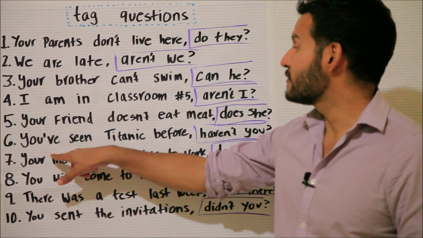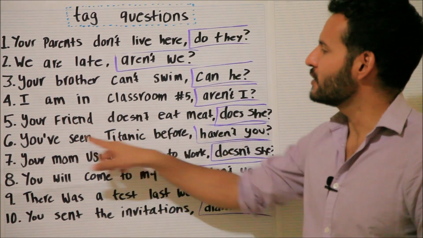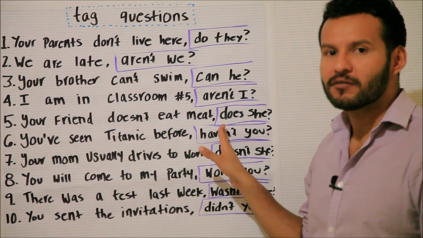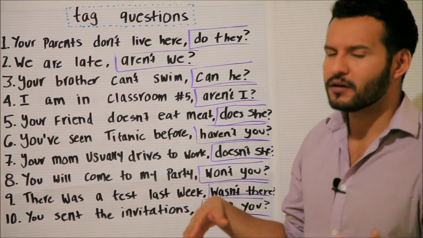Anyway, here, you've seen Titanic before. We simply repeat the auxiliary have, but in the negative form. So, you've seen Titanic before, haven't you?